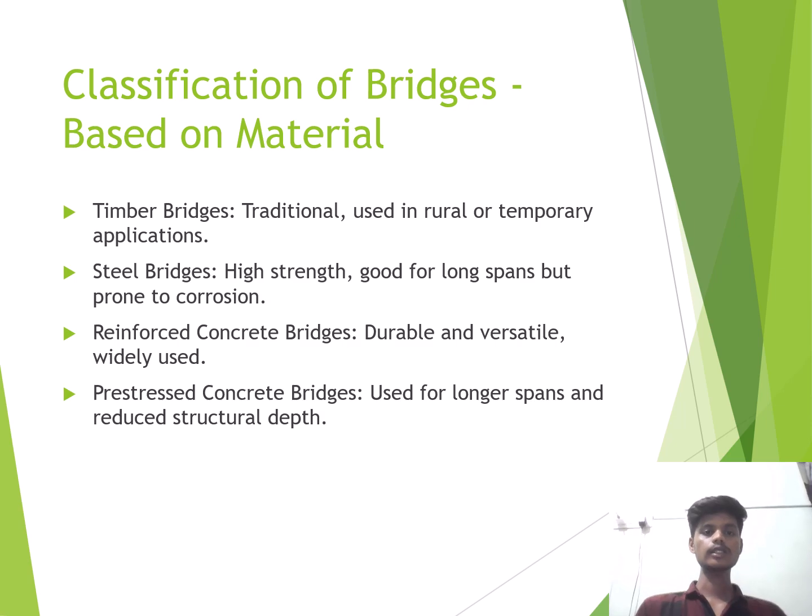Another classification is based on the material. Bridges are classified by the different materials such as timber, steel, reinforced concrete, prestressed concrete, etc. First is timber bridges. Timber is a traditional way which is used in rural and temporary applications. Nowadays the steel bridges are very popular because of high strength, good for long span, but prone to corrosion. This is a side defect of this bridge.